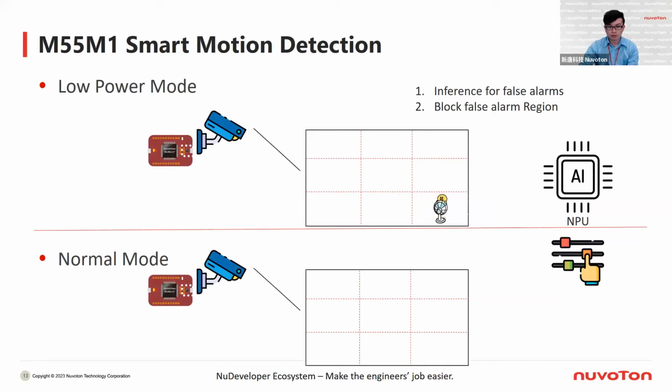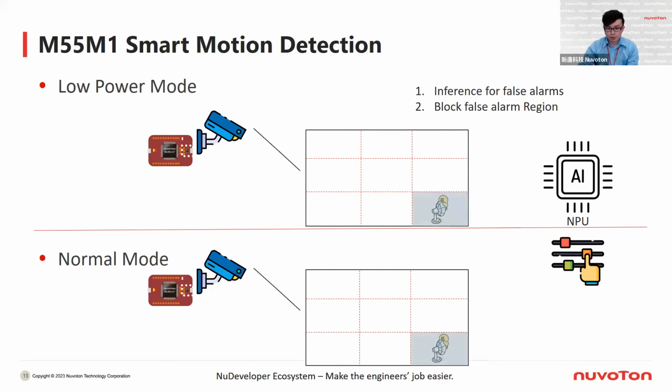Next, let's talk about smart motion detection. In low power mode, our system might detect an object like a rotating electric fan. This triggers the motion detector to switch from low power mode to normal mode. Using our NPU, the system infers that this is not a human, identifying it as a false alarm. When the area is ignored, the system returns to low power mode.